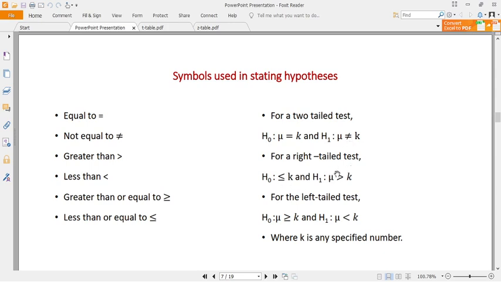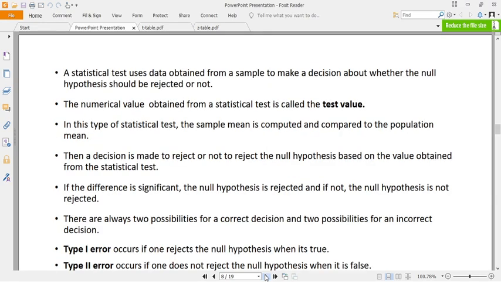So for the right-tailed test, the null is less or equal to k, where k can be any value, and the alternative will be greater than k. Then for the left-tailed test, like we've seen, the null is always greater or equal to, and the alternative will be less than k, where k is any specified number.